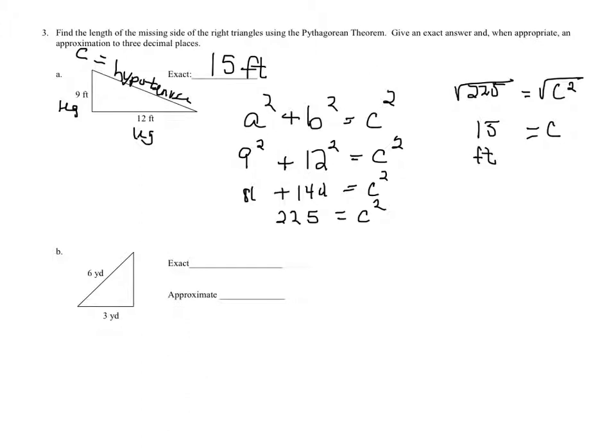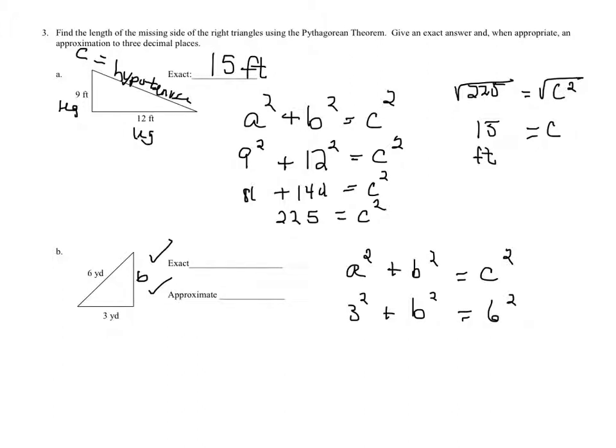Let's do the next one. Now notice I have exact and approximate, so let's go for it. I don't know b. I don't know one of the legs. So I have a squared plus b squared is equal to c squared. So a is 3, so 3 squared plus b squared, don't know, equals c squared, c is 6.